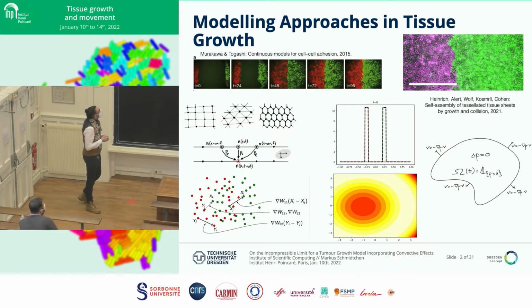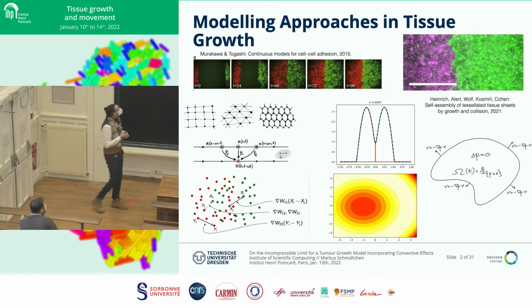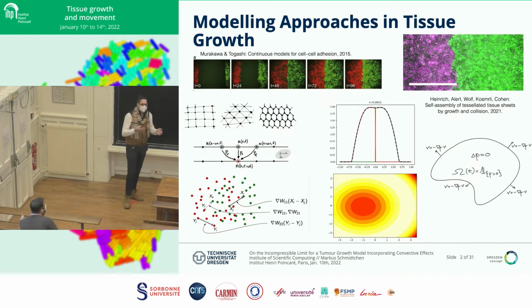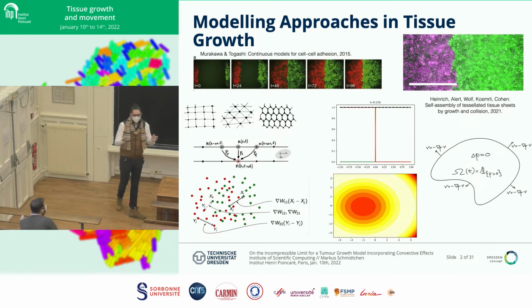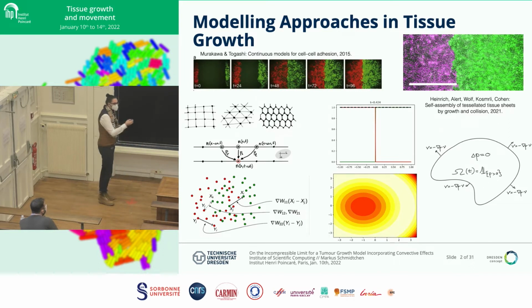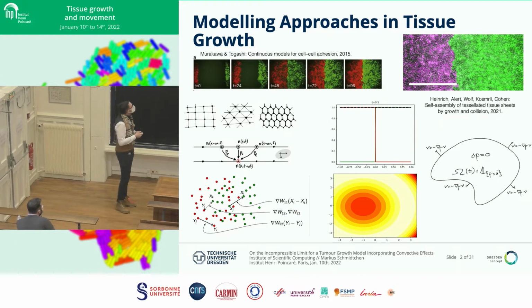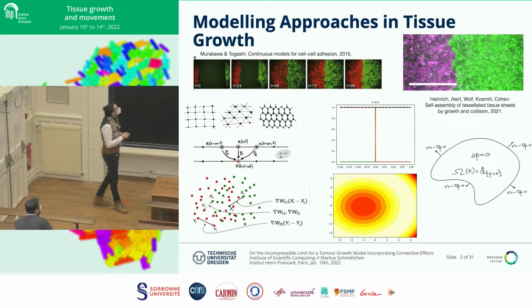Another choice is a macroscopic description, as we can see here, which instead of describing the evolution of each individual cell, describes the distribution of the cells. So how likely are we to find the cells at a certain location? And this is described by a continuous variable, like here.